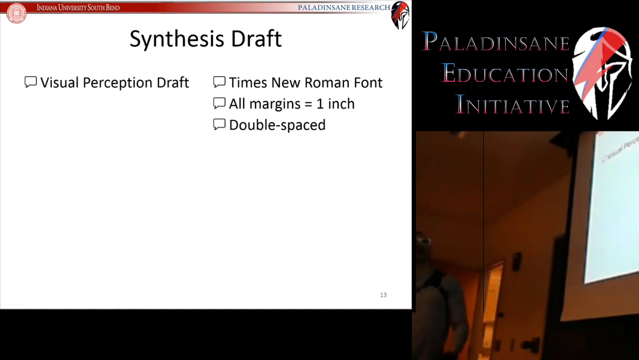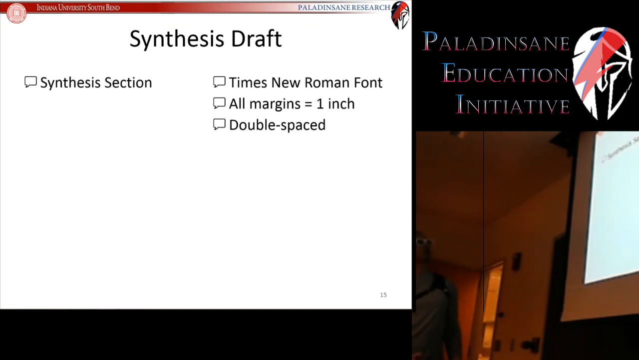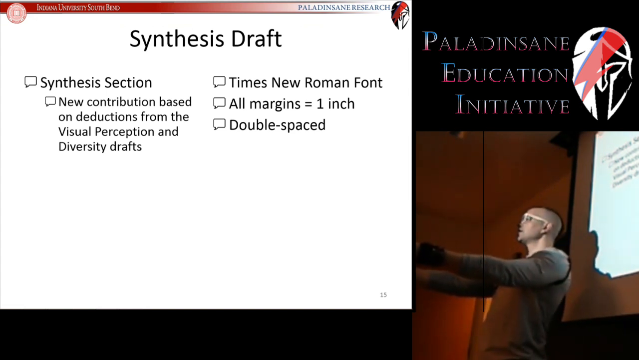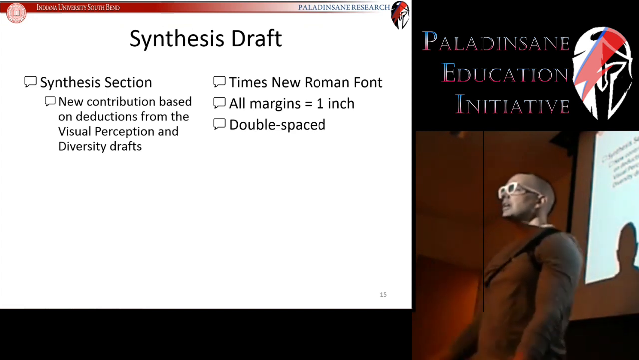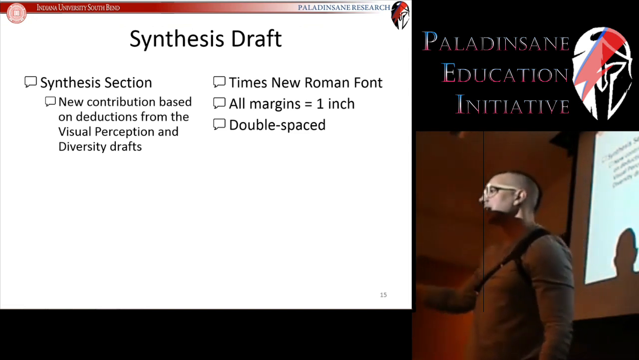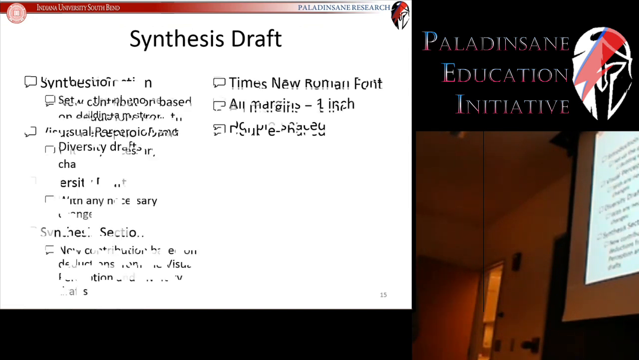That is then going to be followed by your perception draft with any necessary changes that you made due to your feedback. That is then going to be followed by your diversity draft, again, with any necessary changes. And then that is finally going to be followed by your synthesis section. And that's your new contribution based on deductions, saying, if the theory outlined in my perception draft is true, and my diverse population has the characteristics I outlined in the diversity section, then this should be their new behavior. This is the behavior that I'm predicting. And that's what you're going to spell out in your synthesis section.